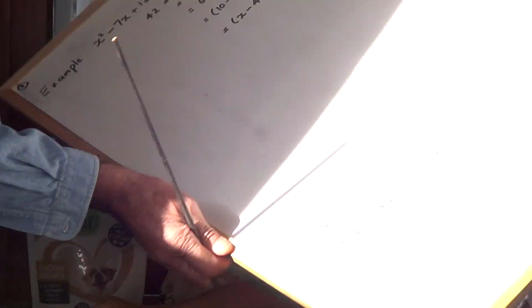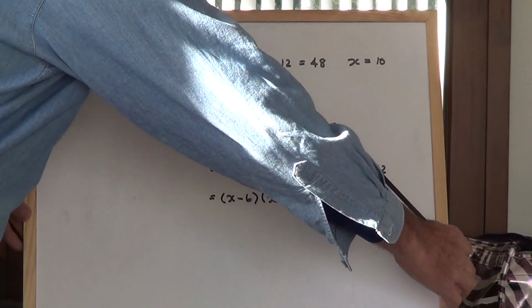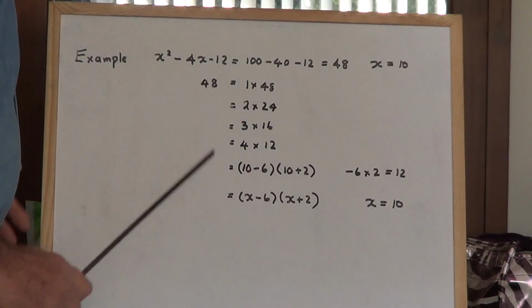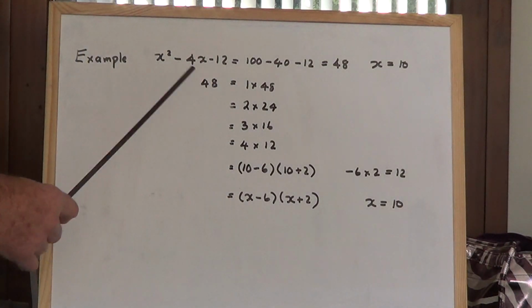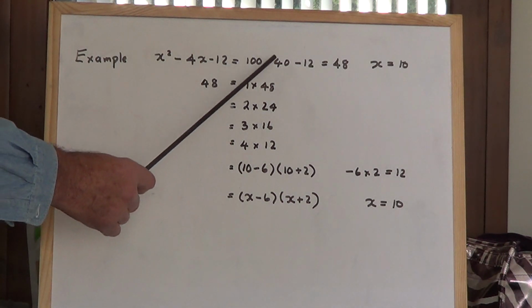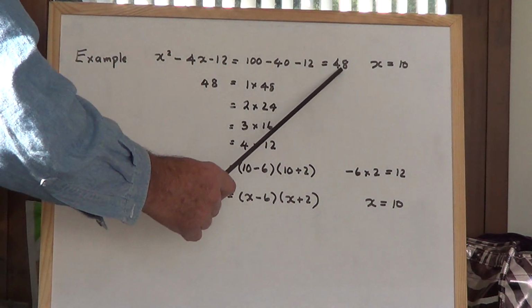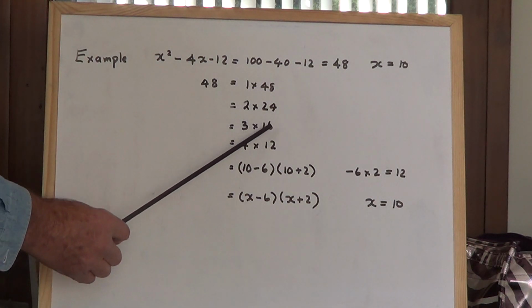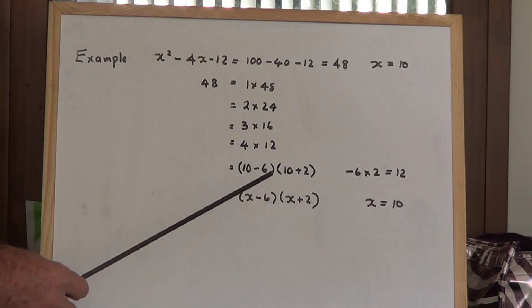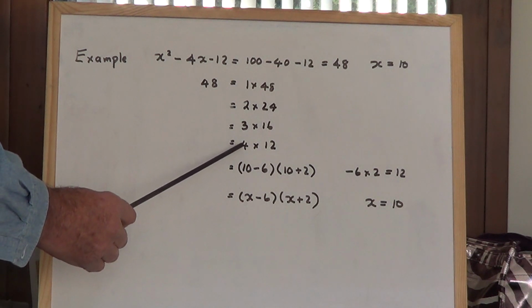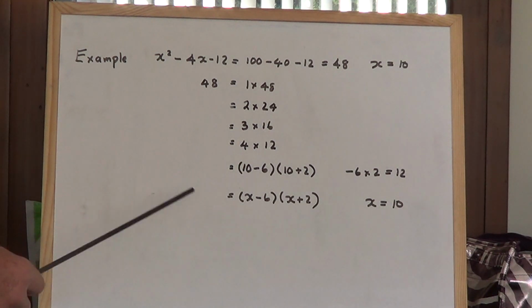Now let's do another example. I'm picking examples to follow the range. You see, look, this one's got 2 negatives. So we replace x by 10, that's 100, minus 40, minus 12, which gives us 48. Now 48 is 1 times 48, 2 times 24, 3 times 16, and 4 times 12. And the last one looks to be the most promising.